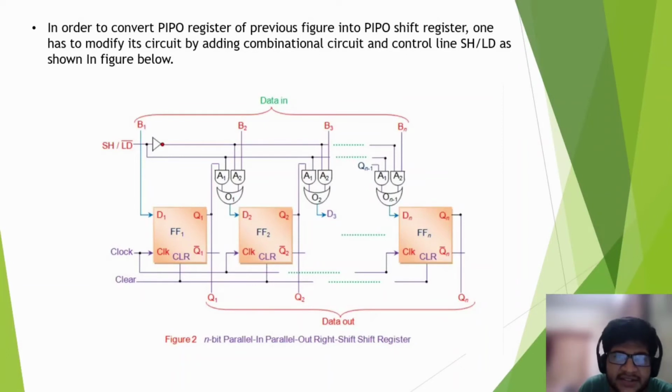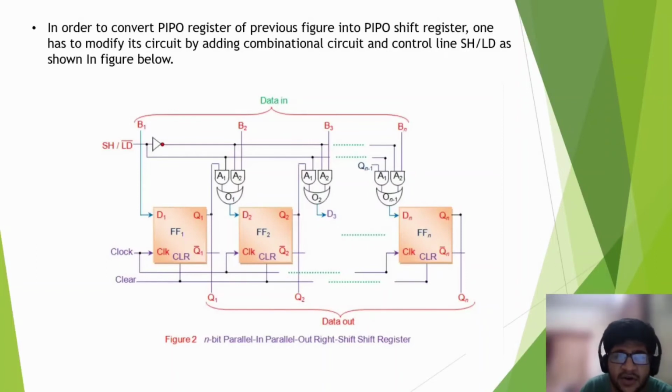The previous diagram was that of a simple parallel in, parallel out register. To convert that register into a shift register, we have to modify its circuit by adding a combinational circuit and a control line SHLD as shown in the given figure. When the SHLD line becomes low, all the A2 AND gates become active due to the presence of an inverter on the SHLD line. Also, when the SHLD line becomes low, all the A1 AND gates become inactive. The outputs of these A2 AND gates serve as the inputs to the OR gates O1 to ON-1. Similarly, the outputs of these OR gates serve as the inputs to the flip-flops FF2 to FFN, with the exception of FF1. The input to FF1 comes directly from B1.